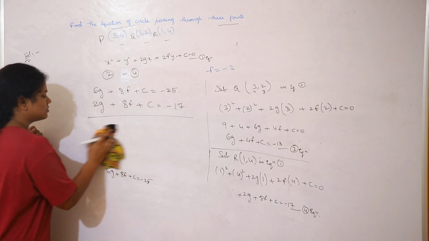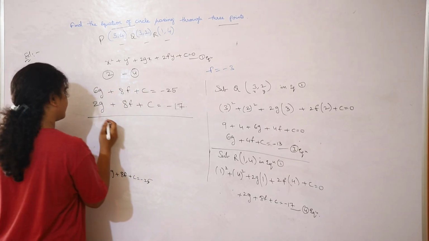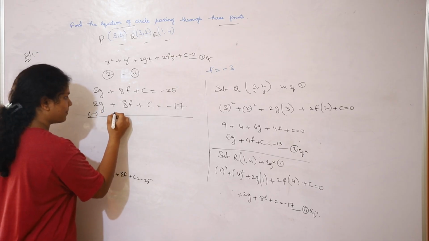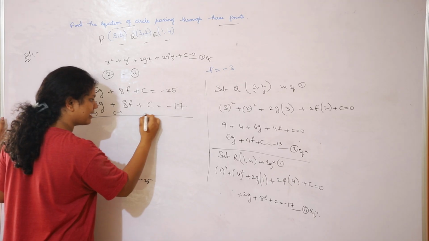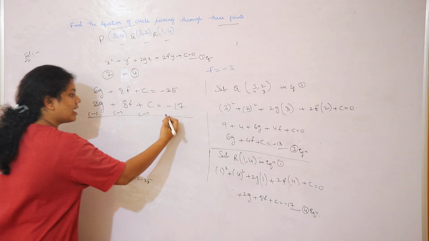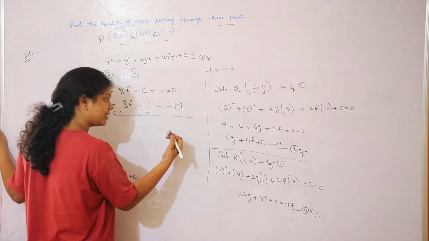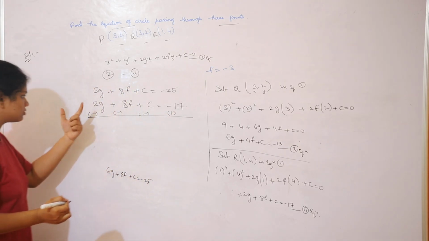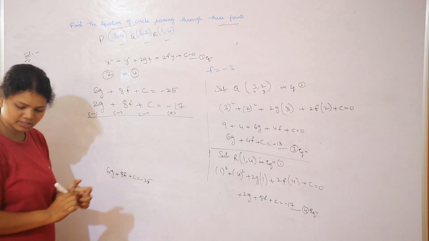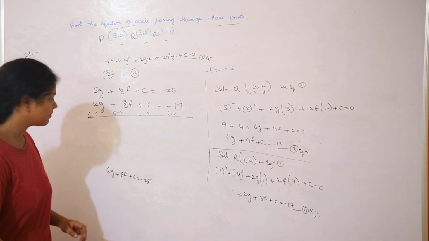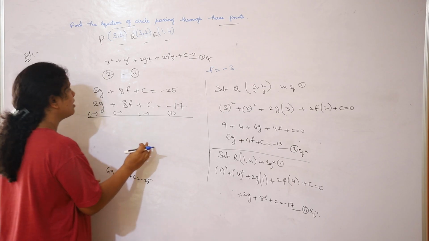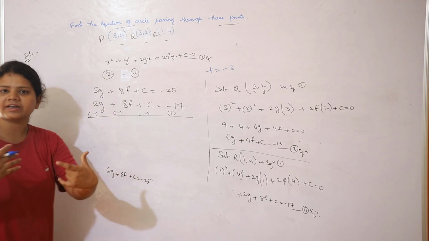Clear? So let us write it here: it's plus 2g, so this becomes minus, and here plus 8f turns into minus, the sign converts to minus, and here we have minus 17, so this converts to plus. Now just solve this process, guys. There's nothing much more I should explain. Till here you got it. Now you just eliminate and try to find the g value.